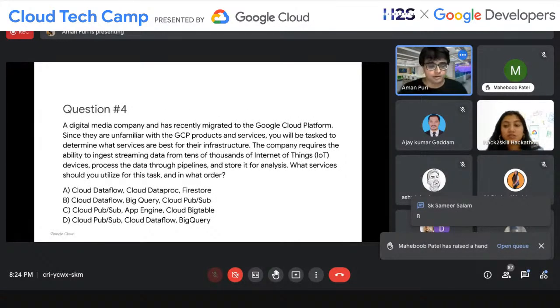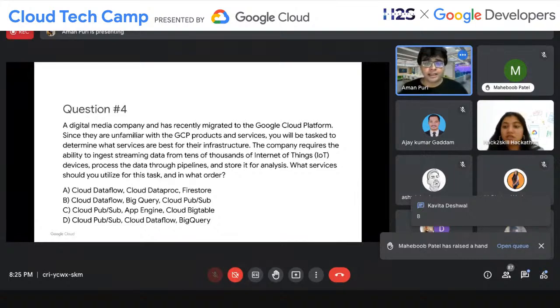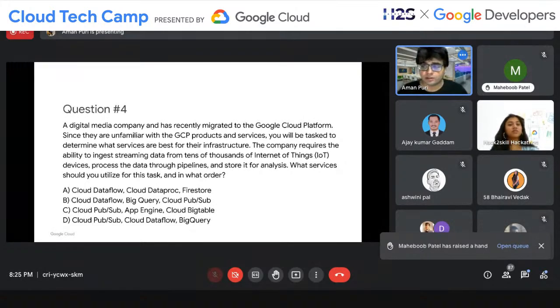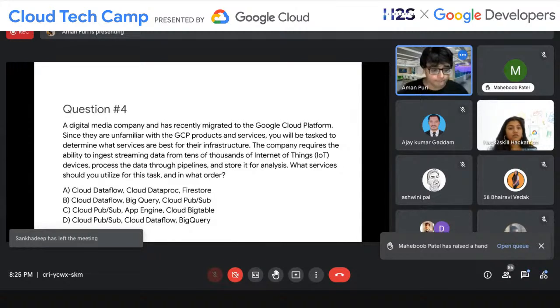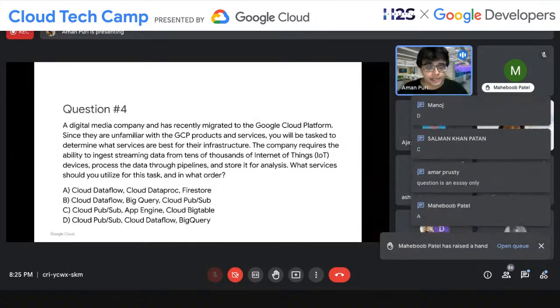This is something I want you to see if you can answer. This is something which can come in a twisted way in an exam. A digital media company has recently migrated to Google Cloud Platform. Since they are unfamiliar with GCP products and services, you will be tasked to determine what services are best for their infrastructure. The company requires the ability to ingest streaming data from tens of thousands of IoT devices, right? Process the data through pipelines and store it for analysis. Which service should you utilize for this task?